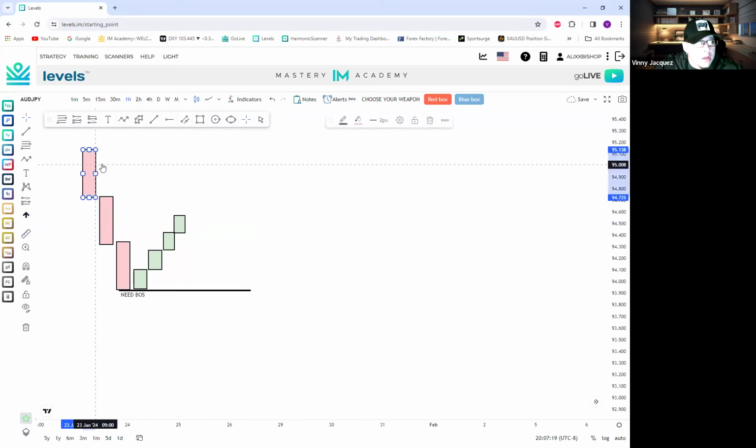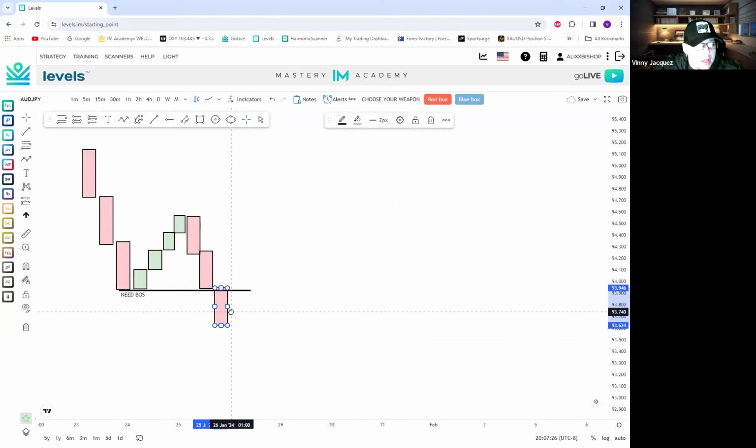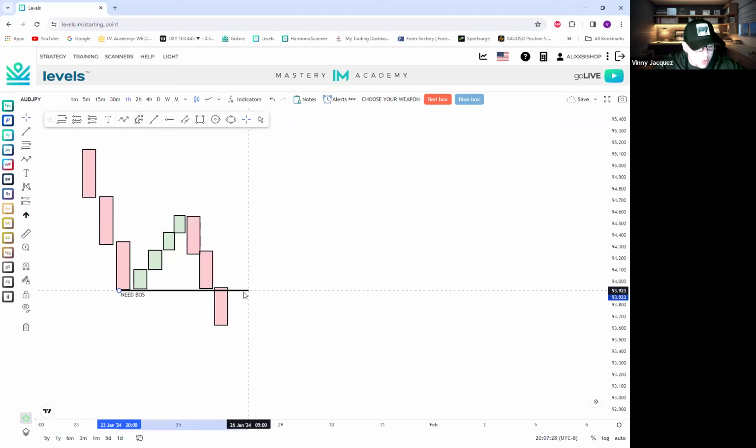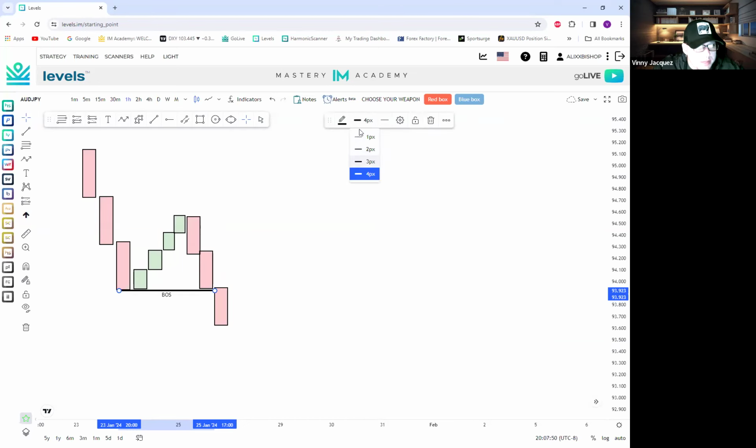Right, so as market breaks through and does what it's supposed to do, boom, market's dropping. Awesome, so we now just got a BOS to the downside. Right, so we can go ahead and mark this up the way Levels is going to do it for you. Man, this new Levels update is honestly so fire. I really like it. Let's go bottom. All right, cool. Line is going to be red.